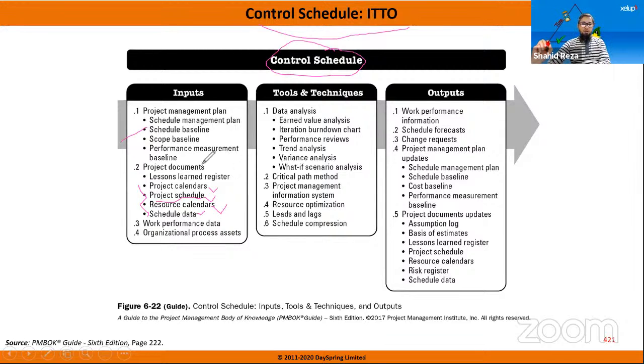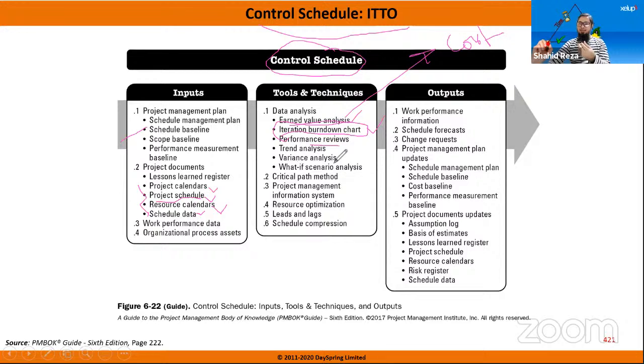All right. So in this control schedule process, we will use different tools, and the main tools are earned value analysis, which I will discuss in the next chapter, the cost chapter. I will not discuss it here. Then iteration burn down chart. This is the agile way of monitoring your project progress. That I will explain because there is a figure related to this. Performance review. That means any technique you can use as per the schedule baseline to see how your team is performing.